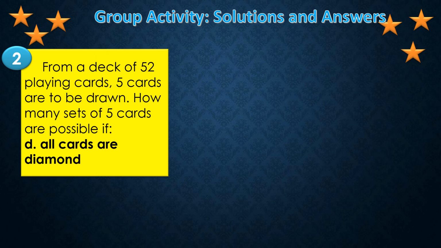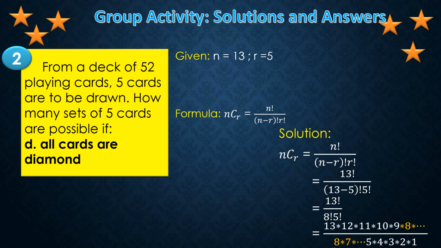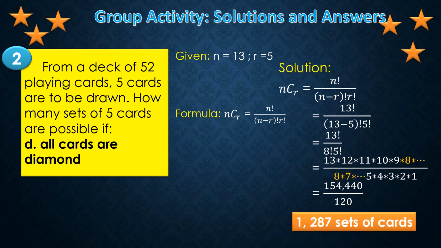Letter D. For letter D, all cards are diamonds. So, our diamond cards, class, there are only 13 cards for diamonds because we have the ace, 2, 3, 4, 5, 6, 7, 8, 9, 10 cards, and the jack, queen, and king. So, 13, choosing 5 cards. Final answer, class, is 1,287 sets of cards.